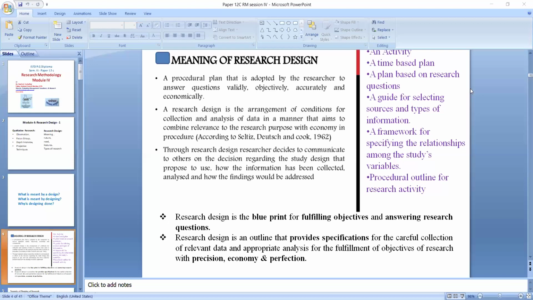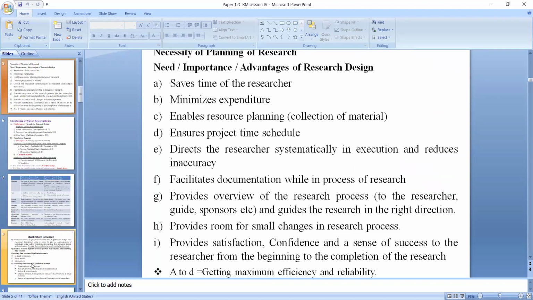Other definitions are definitely there on this slide. But mainly, research design helps you to go towards the objective, and the research journey is decided. Let us go ahead. So why? Just now we have seen, but as the syllabus says, need, importance, advantages, necessity.